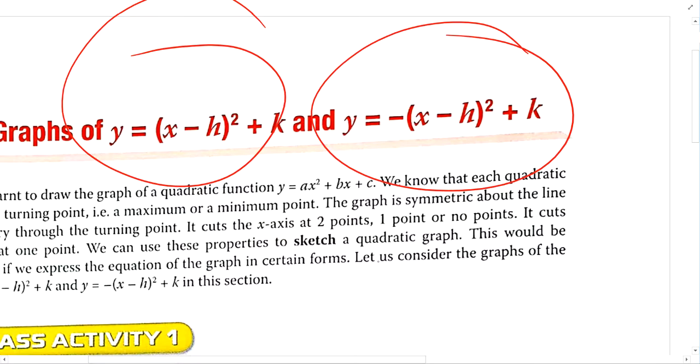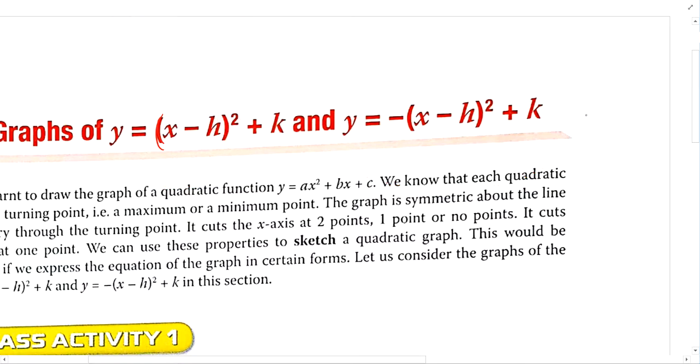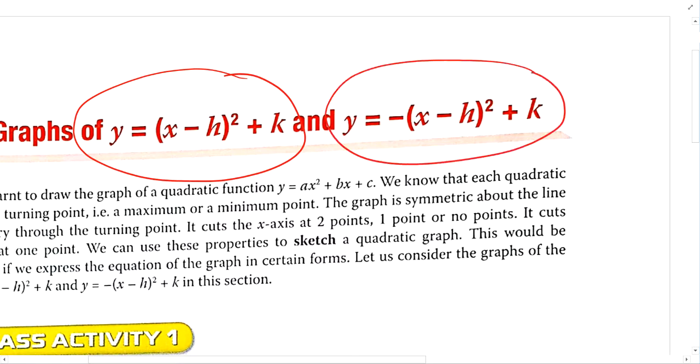So here we have two expressions. What is so special about them? We have mentioned completing the square. This is the completed square form. We've noticed that there is a big bracket over here, and then there's a square outside. Then we have a constant over here. Now tell me, what is the difference between this and this?